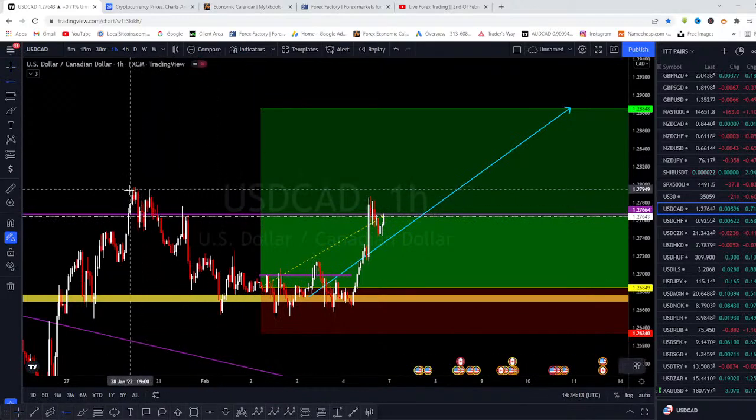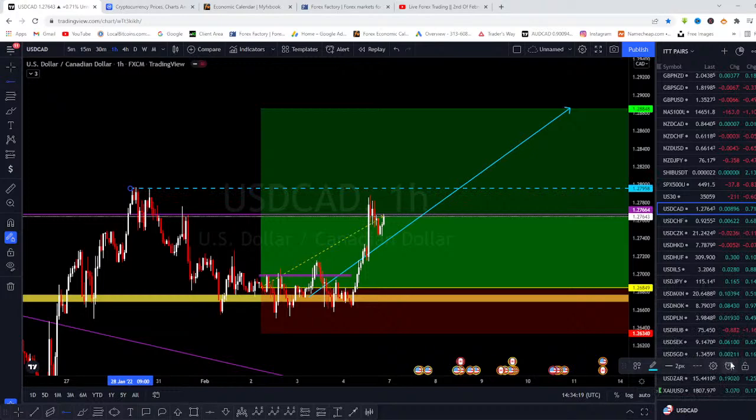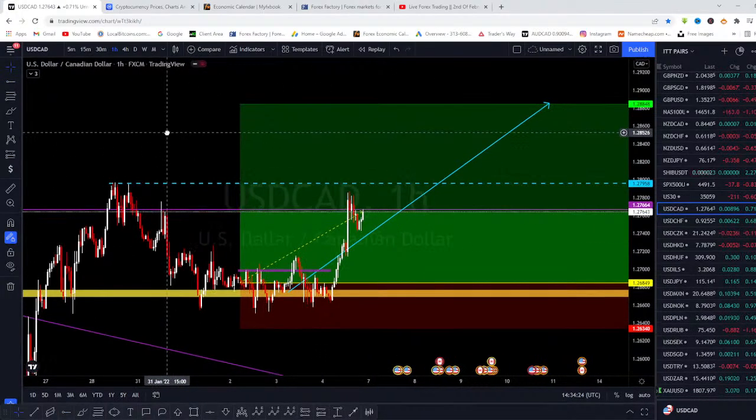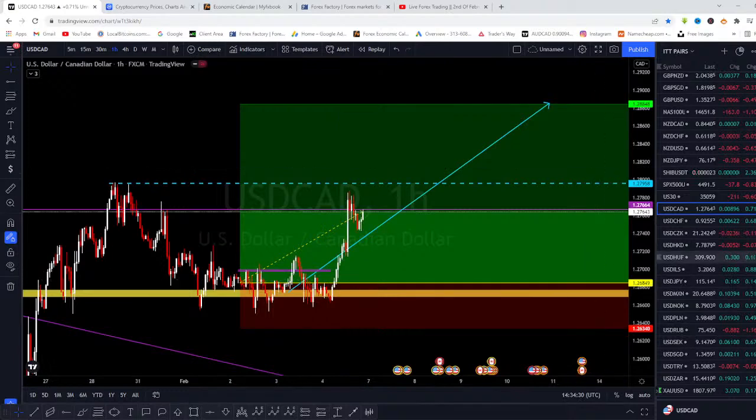So let me just mark it out right now, guys, so that I can know that I need USD CAD to break out of this before it's going to continue to go back up to the upside. And of course, I have my stop loss at break even, so I don't have anything to worry about. So let's just see how USD CAD will play out this week that we are getting into, right?